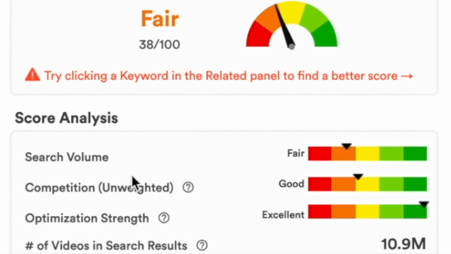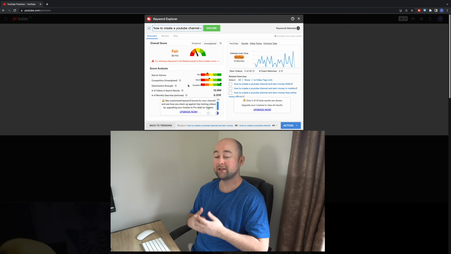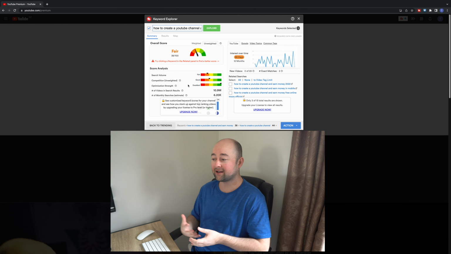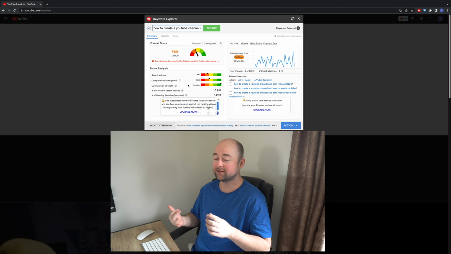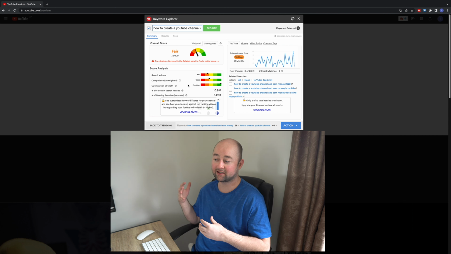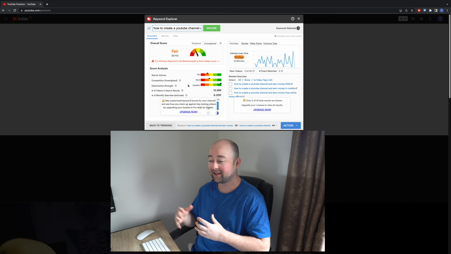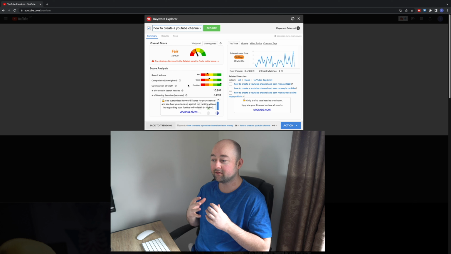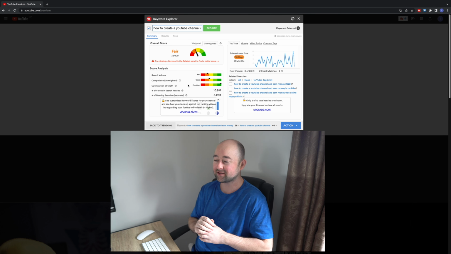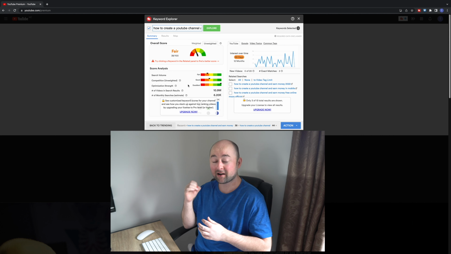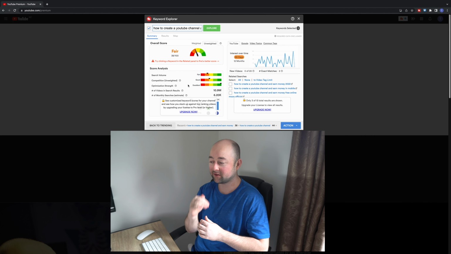Now let's look at the optimization strength. Very, very similar. It's also in the excellent, which tells me this video is already very well optimized. So it's not lacking in keywords and optimization when it comes to this particular topic and keyword. If we jump over to the number of videos, straight away we know the number of searches is going to be less. We're down to 10.9 million videos in this particular search topic. That's still a lot of videos, still a lot of competition, but it is about a fourth less than the previous video topic.